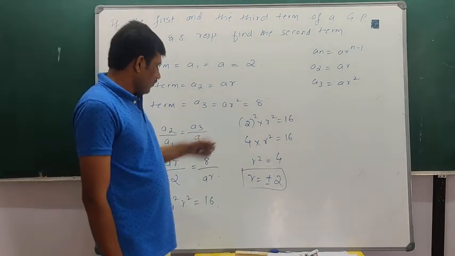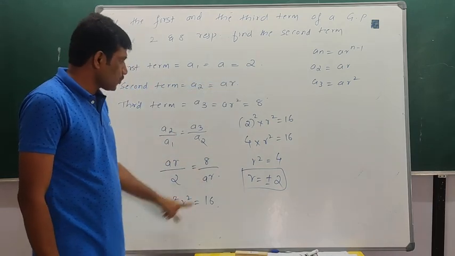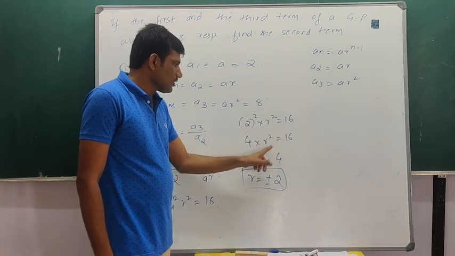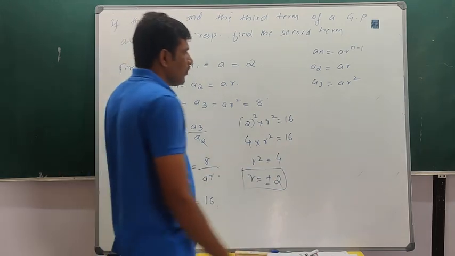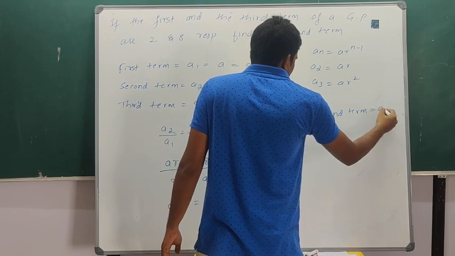Right? So therefore we know the value of A. A value, the first term, is given, that is 2. So therefore 2 square into R square is equal to 16. What is 2 square? 4 into R square is 16. What is R square? 16 by 4, that is 4. R value is plus or minus 2. We have to find the second term. See here. What is the second term? Second term is A into R.